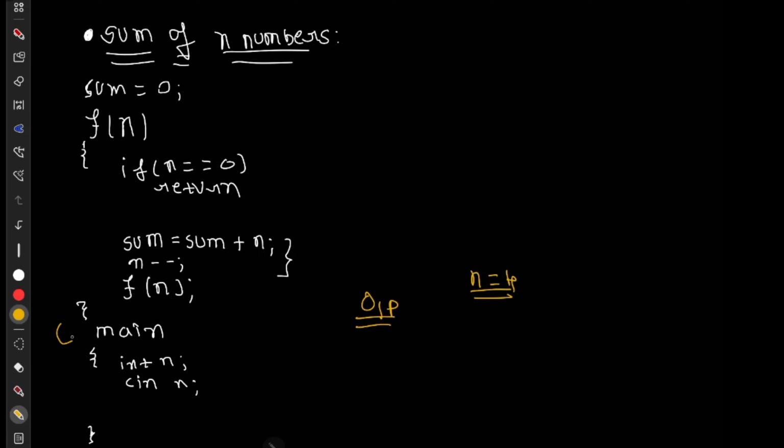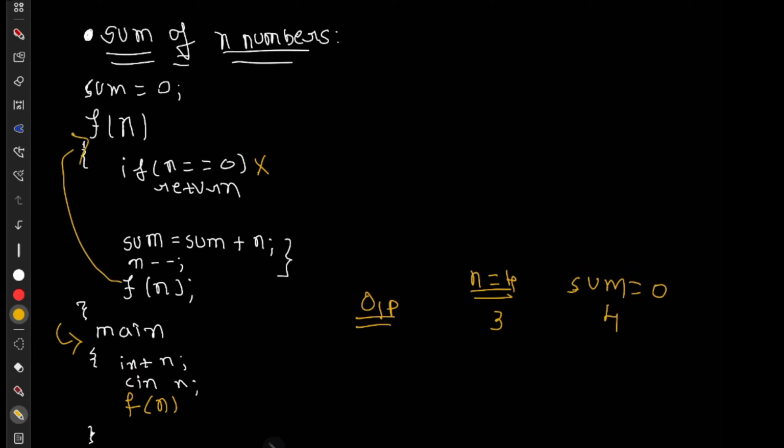First of all, the compiler comes towards this main function. The value of n is 4, and inside the main function it is called for f of n. When the compiler comes here, n is not equal to 0, so this condition is false. So the value of sum, initially, is equal to 0. The value of sum becomes sum plus 4, meaning 0 plus 4 is equal to 4, and the value of n becomes 3. Again, this function is called again.